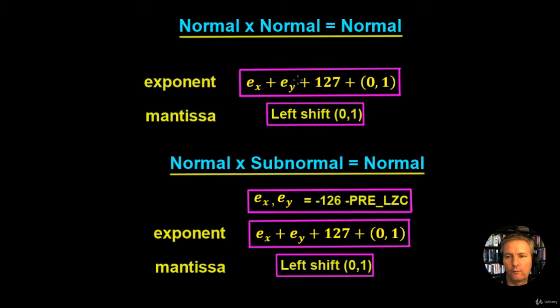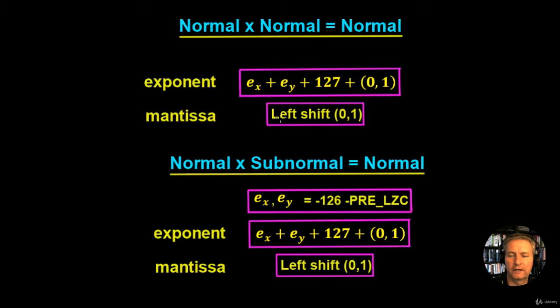So here's a summary of what we've learned over the last 4 videos. When we multiply together a normal to a normal, getting a normal result, the exponent is given by the unbiased exponent ex plus the unbiased exponent ey, and then we add on the 127 as a bias, and finally we either add on the value of 0 or 1 depending on the 48th bit of the multiplication.